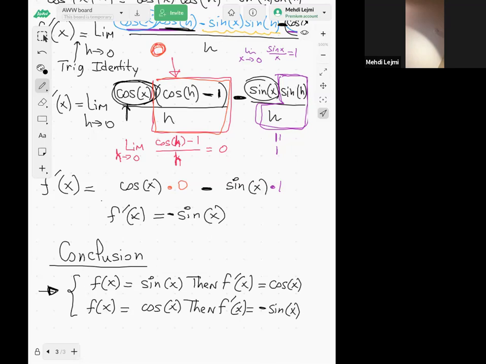Anyway, guys, let's take probably a break of 5 minutes. After the break, we're going to continue with the tangent, cotangent, secant of x, and cosecant of x. So let's take a break of 5 minutes. I will come back, let's say, at 7:41. Okay, so break 5 minutes, guys.